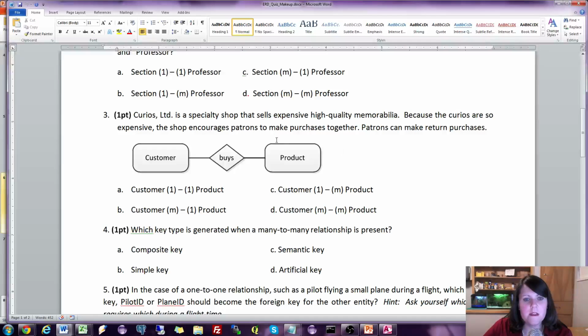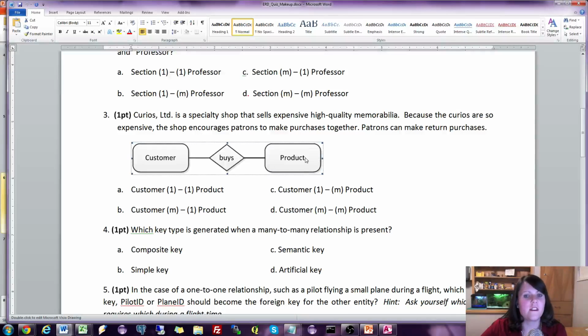So, reading the problem, we're looking at which way and what type of relationship we need on both sides. If we solve this just the way it's written, we break it down. The shop encourages patrons to make purchases together. What does that mean? Essentially that one product can be, and you have to look at it from that perspective, so ask yourself, for one product, how many customers can I have? In this case, they make purchases together, so a maximum of many. So we can have many customers per one product.